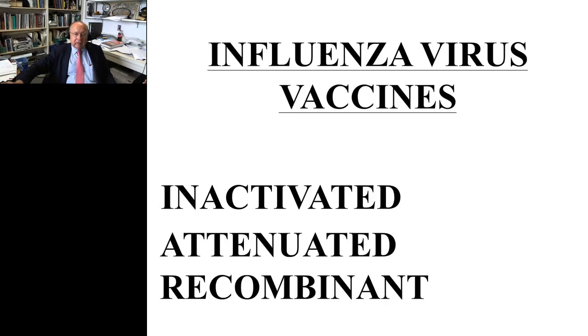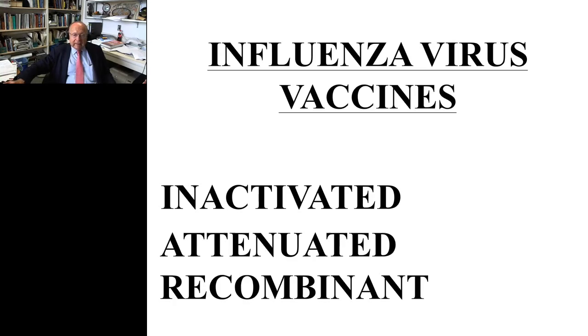It is particularly useful for people who have allergies against egg products, because both the inactivated and the attenuated strains are grown in embryonated eggs. The recombinant one has never seen an avian cell, and therefore people who are allergic to avian proteins can very safely use this recombinant influenza virus vaccine.